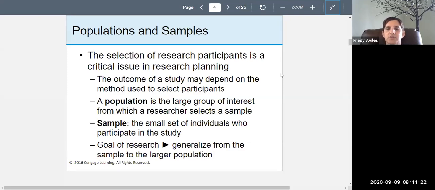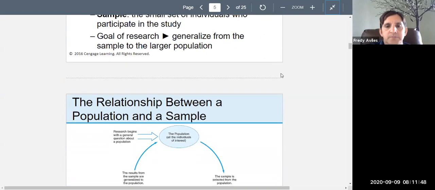The goal of the research is for you to be able to generalize from the sample to the larger population. You want to be able to say that this group of people here, what I found out about them tells me about what's going on out there. That is what you want to do, and that's called generalization. From a small group of people, you want to be able to generalize and say that that's happening out there in the population.